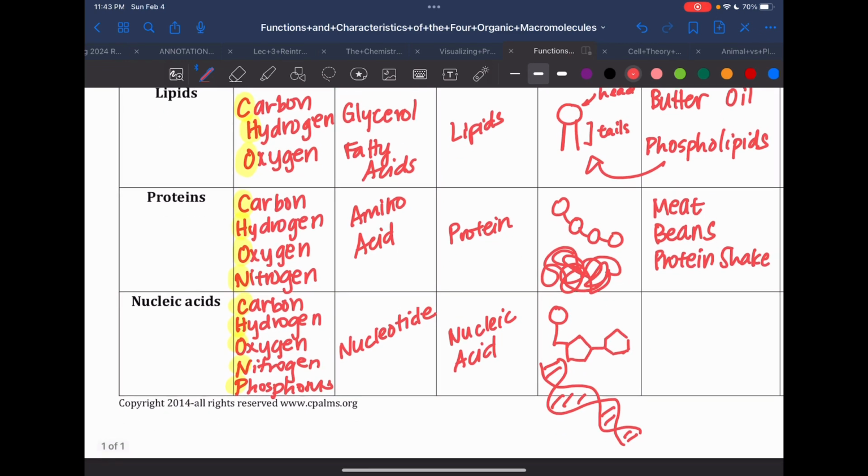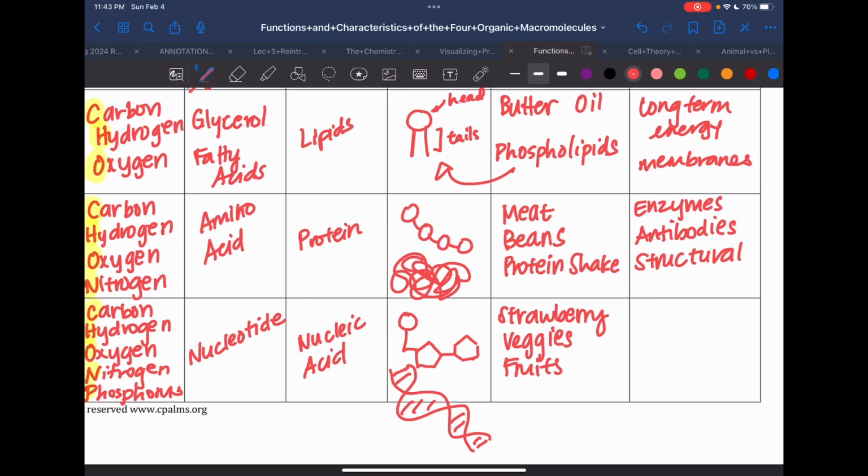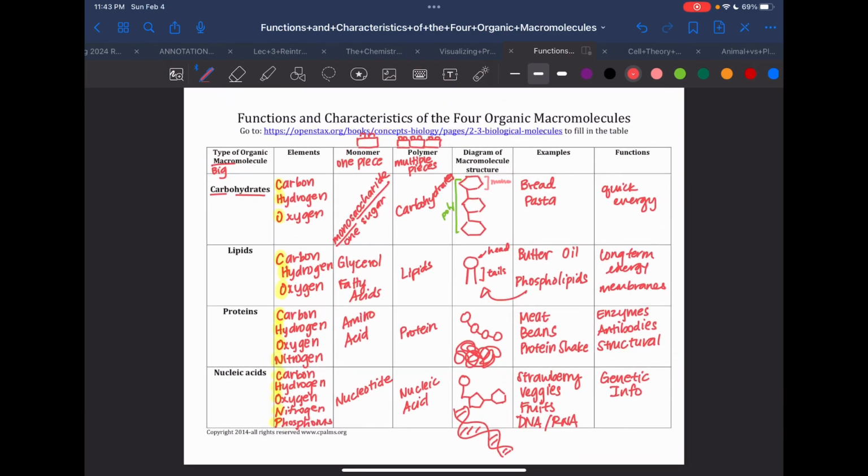right? And anything that is living has nucleic acids in it. In the video, I think they talked about strawberries, right? So strawberry is living, right? We eat it. It's a living thing. Things like spinach, or broccoli or veggies, before you boil it, if you just eat it raw, they do have DNA in them, right? Fruits, stuff like that. And then the function of that one is genetic information. I guess I could also put DNA and RNA as an example on here. Right, so that is the chart.